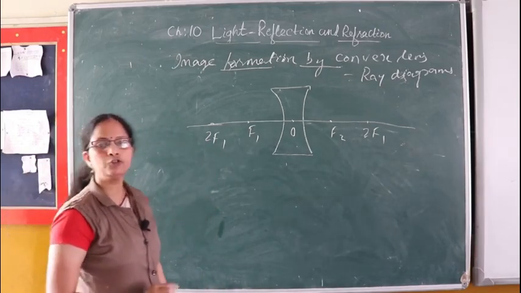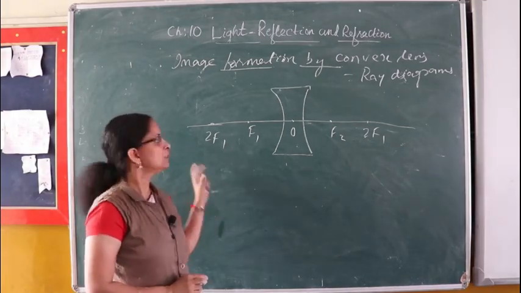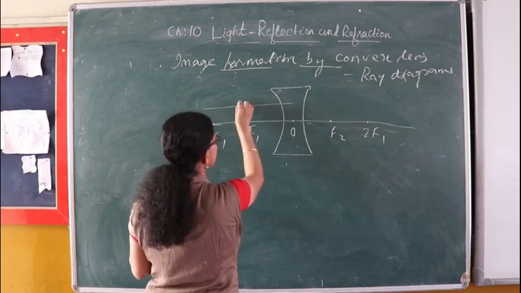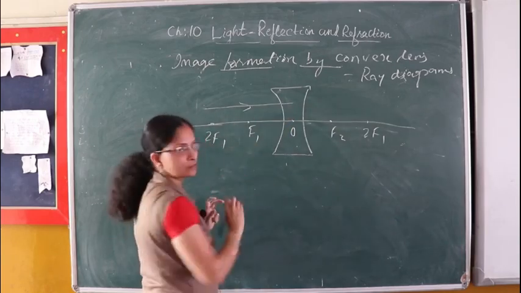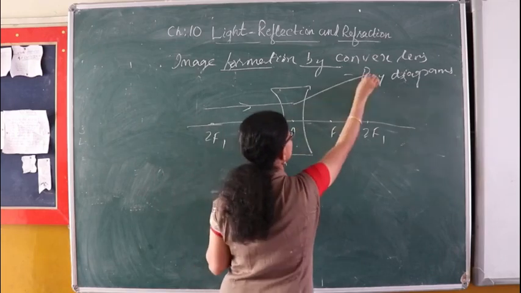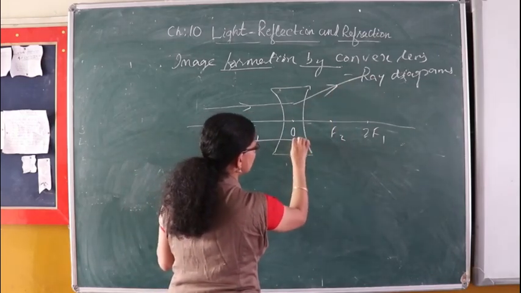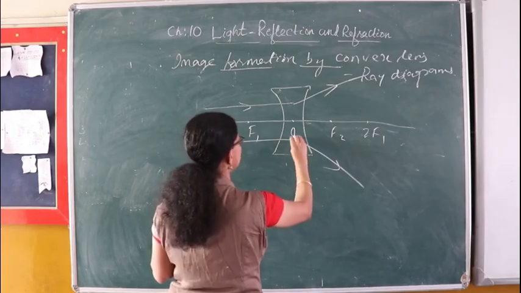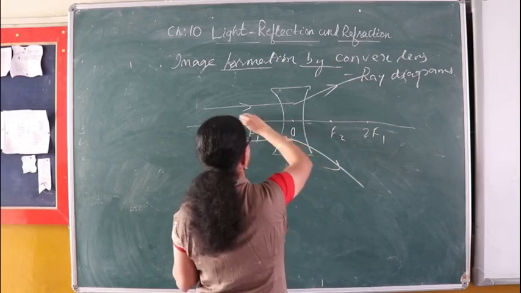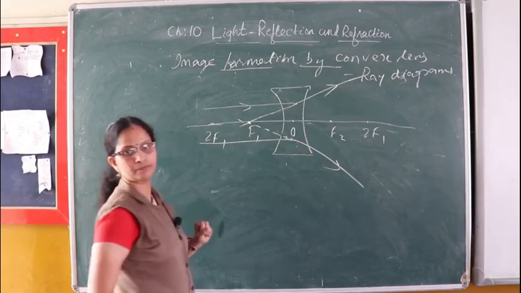Now here, if the object is at infinity, as we told earlier, a parallel beam of light from infinity enters this lens, and after refraction these rays diverge from each other, and when we extend them backward, we can see that they appear to come from a common point, that is the principal focus.